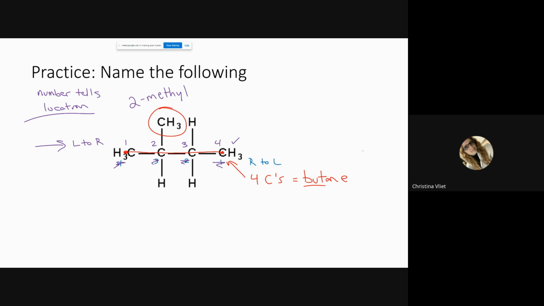Rules 5 and 6 don't apply here because there's only 1 substituent. So what would the final name be? Remember, the general structure is substituent first, then parent chain name. 2-methylbutane. Yeah, Damon, you can go. 2-methylbutane. Yes?